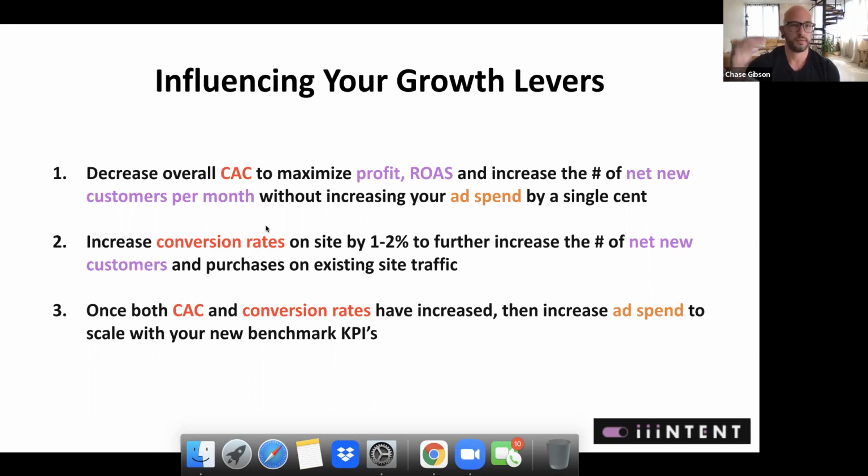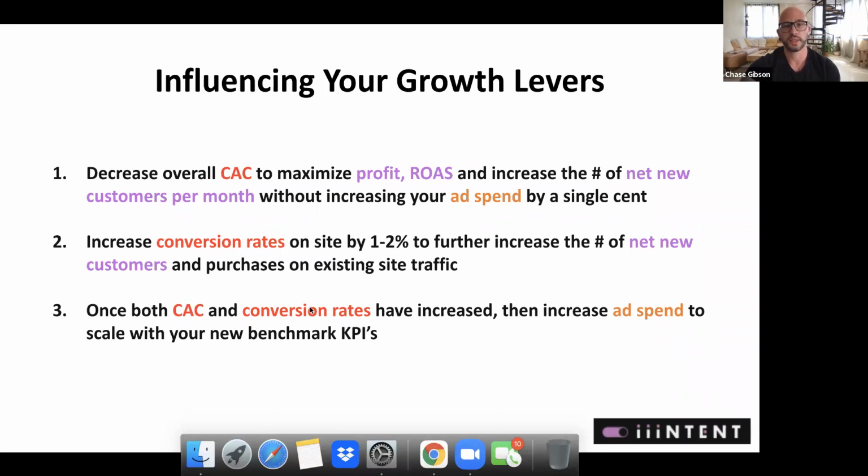So just to recap what we're trying to do here, we want to decrease our overall customer acquisition costs to maximize your profit, return on ad spend, and increase the number of net new customers per month without increasing ad spend at all. So if you just start from what you're doing right now and you don't change anything, you're going to get better results. We want to, at the same time, increase conversion rates using the email retargeting that I spoke about earlier. And we want to increase your conversion rate by 1% to 2%, which if you're only converting 2% right now, that basically means you double your business by simply changing that one metric. So the small changes oftentimes have the biggest results.